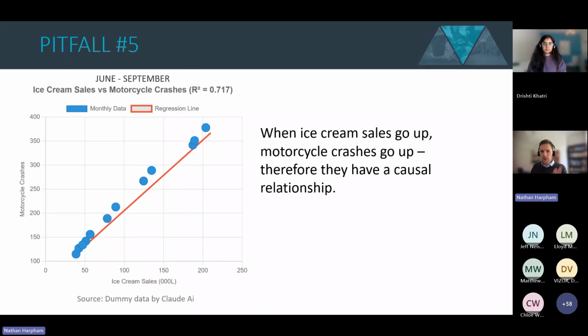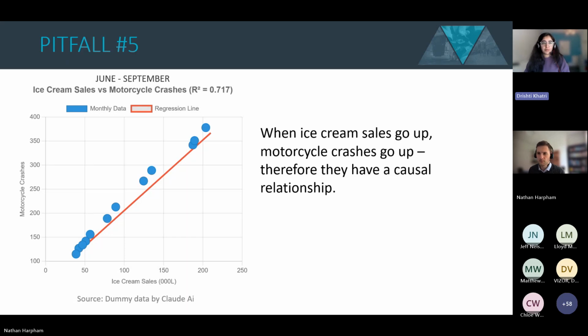Right, and then finally back to you, Drishti, for number 5. And moving on to the final pitfall. So we have created some dummy data for comparing ice cream sales in 1,000 liters to motorcycle crashes. So I've just made a simple linear regression, and I made a scatter plot of that.